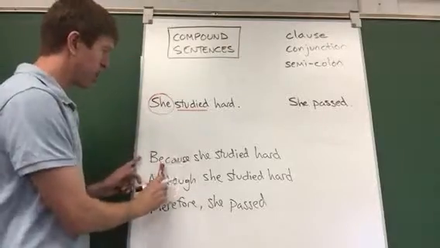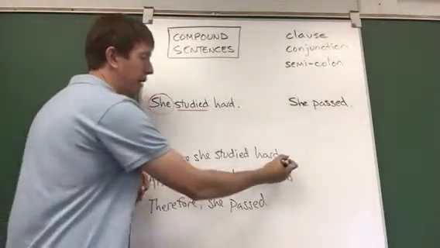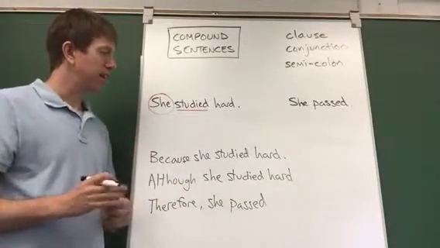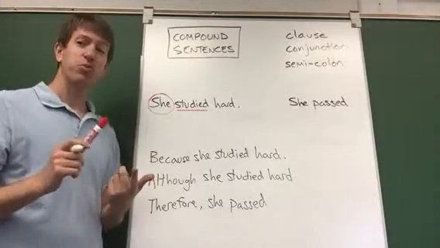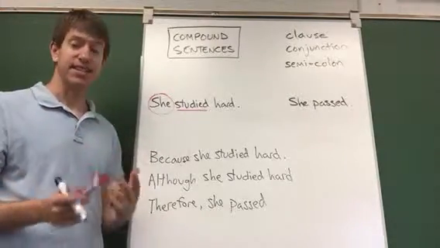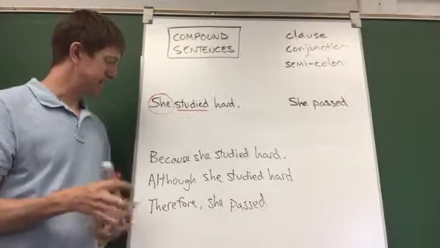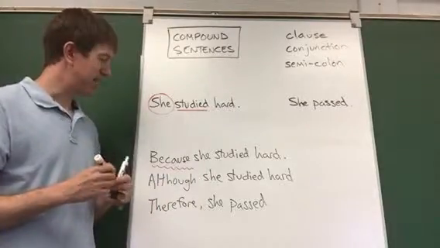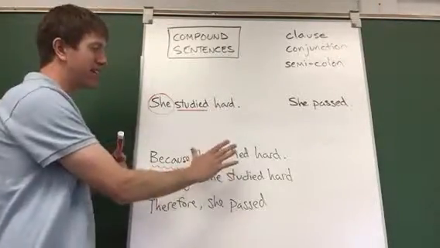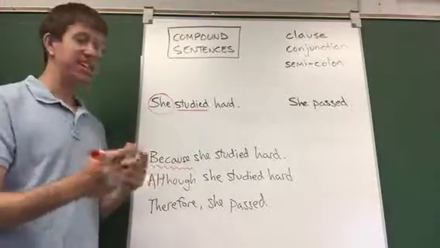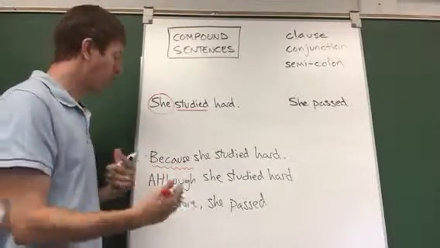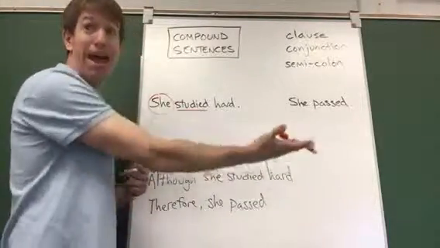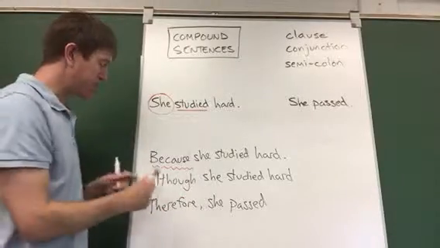We should look down here too. This says because she studied hard. If I put a period here, is this a sentence? Do I have a simple sentence here? It has a clause, but actually we're going to say that this is not a sentence. It's not a simple sentence. And the reason is because this word, when you put it on the front of a clause, it cannot stand by itself. It needs more. We need another clause here. Because she studied hard, comma, she passed. Something like that. Same thing with although.